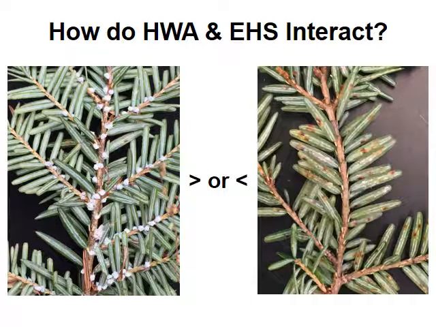In this video, we will talk about how the Hemlock woolly adelgid, or HWA, and the elongate hemlock scale, or EHS, might possibly interact. To understand the effects of these two invasive species on hemlock trees, we have to consider how they may or may not interact with each other. Will one end up dominating, or can they coexist? Do they have different or similar effects on the hemlocks? There's a lot of questions that you could be interested in.